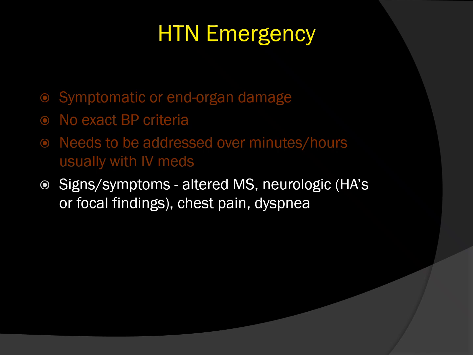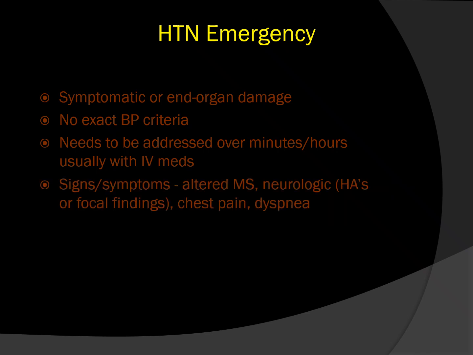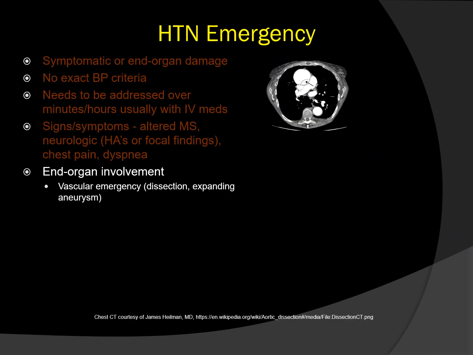Signs and symptoms include mental status changes, neurologic changes such as headaches or focal neurologic findings, chest pain, or dyspnea. And we can see end organ involvement. In this example, we see an aortic dissection noted by the flap in the ascending aorta shown at the arrow here. There's also an expanding aneurysm as the ascending aorta is very large relative to the descending aorta.